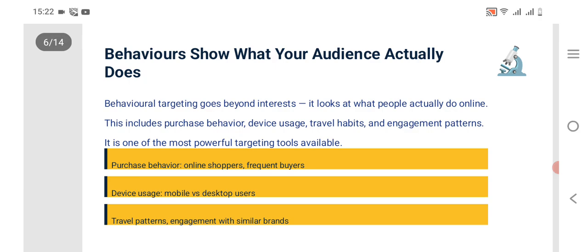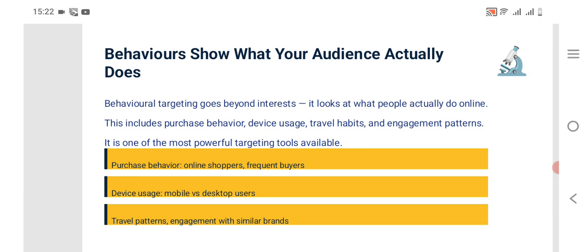Now, the next thing is behaviors. Behavior shows what your audience actually does. Behavioral targeting goes beyond interest. It looks at what people actually do online. So if you are someone that used to come online and do likes, Facebook will have already placed your data under those that like. So if someone runs an engagement campaign, they will show it to you. Why? Because that's what you love. You love clicking likes. That's the kind of behavior you are showing online.